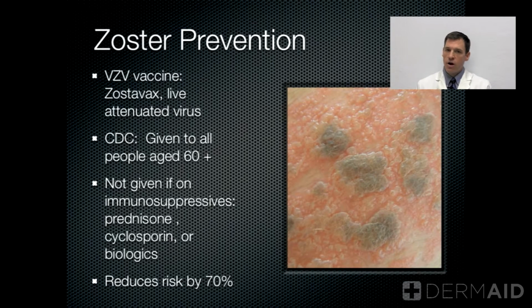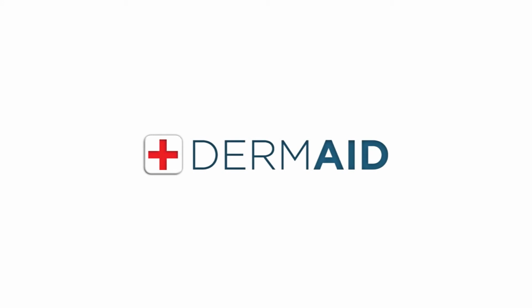It's not given if you're on immune suppressives such as prednisone, cyclosporin, or anti-inflammatory drugs known as biologics. So if you're going to be placed on one of these drugs, your doctor may want to give you the Zostavax prior to initiating therapy on immune suppressive therapies. The Zostavax reduces your risk of developing shingles or herpes zoster by about 70%.